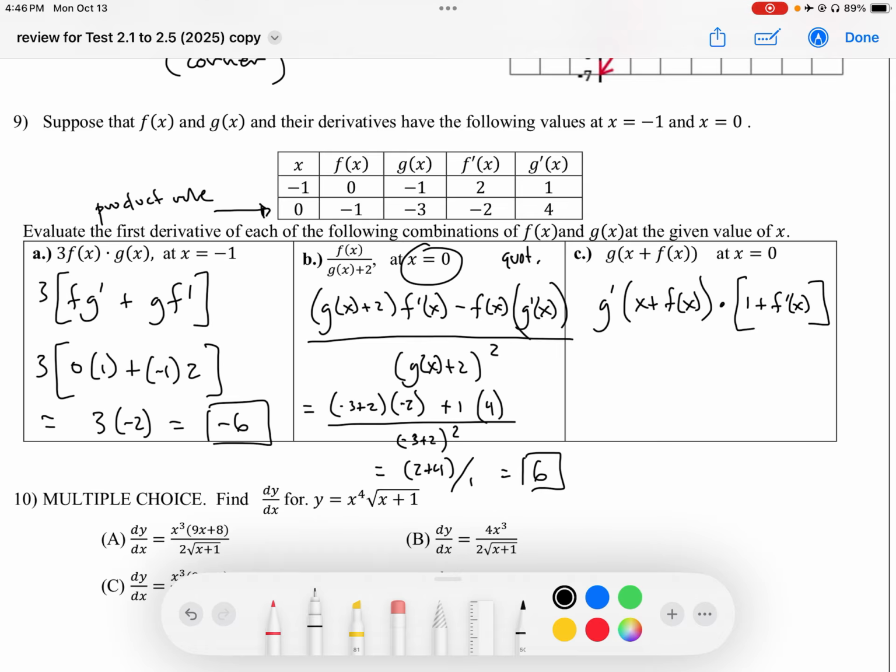Okay, so we're going to get g prime of 0 plus f of 0 times 1 plus f prime of 0. And that is g prime of 0 plus f of 0. F of 0 is, what is f of 0? F of 0 is -1.